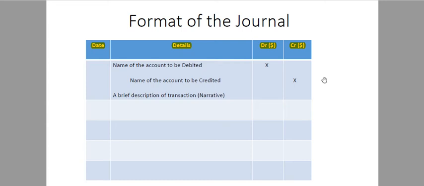Before I move on, I just want to make a clarification here. Do not mix this one with the trial balance, because the trial balance also has two columns, one debit and one credit. But if you compare the layout of the trial balance with the journal, you will notice the difference, that there is no separate date column in the trial balance, and the details are also different. So do not mix with the trial balance. We'll make a notation for that on the side.